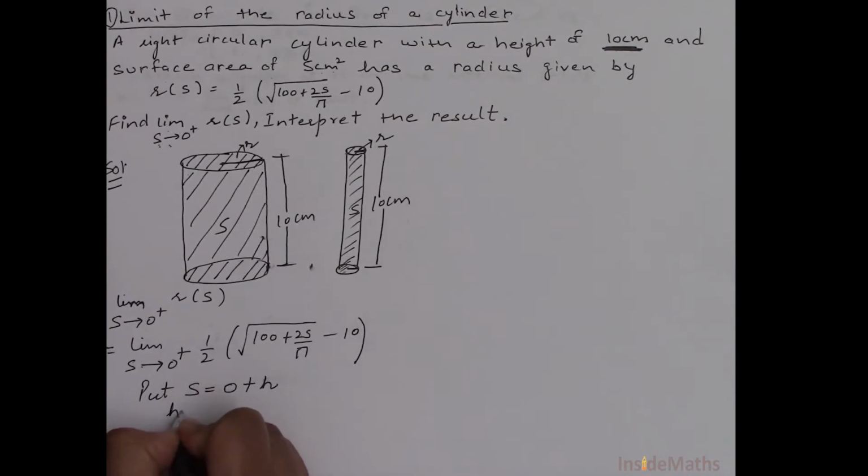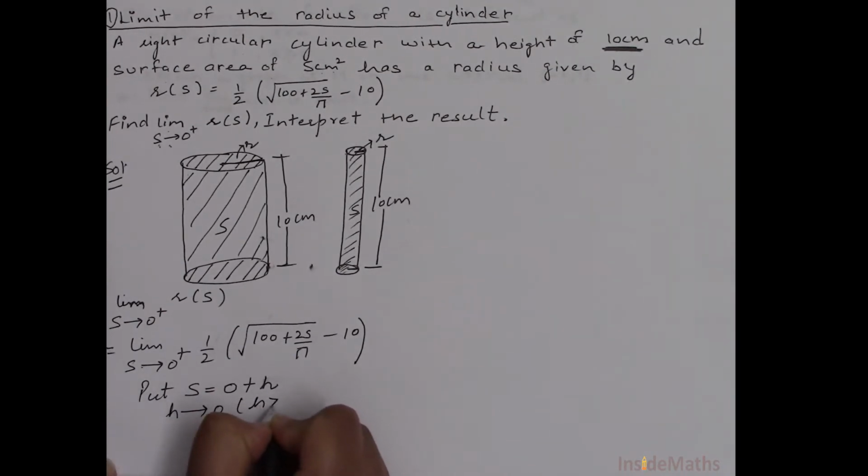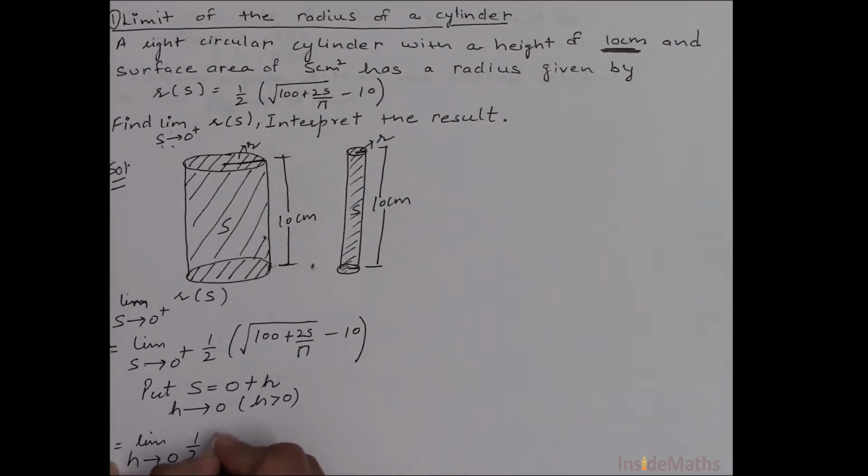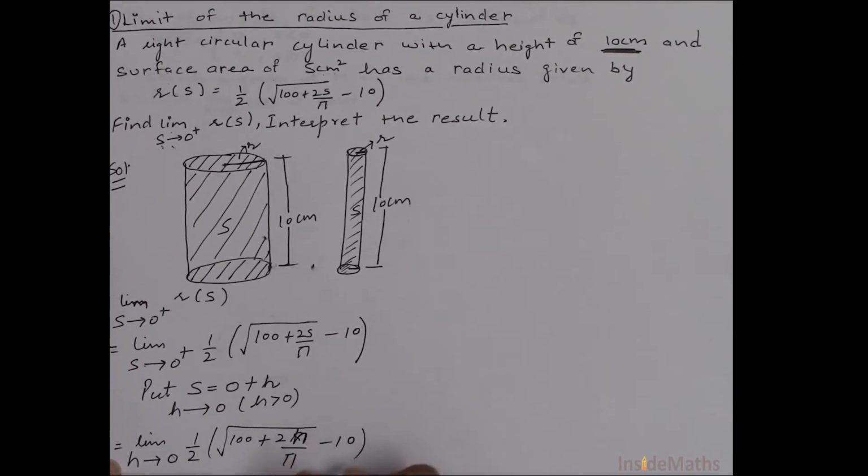Now this h is also approaching to 0, but h is positive, because if h is negative, the value of s will become negative. So if s is equal to 0 plus h, then h is approaching to 0 and h is positive. So it will become h is approaching to 0, 1 by 2 root 100 plus 2h by pi minus 10, because s is equal to h.